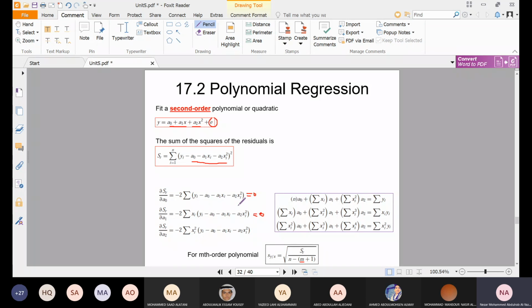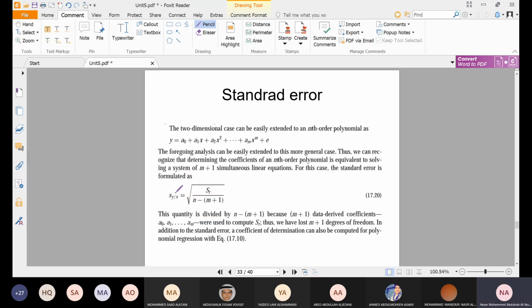It's the same thing as what we do: we differentiate the error S sub r with respect to each coefficient, and we set these to 0. Okay, so this is the standard error of estimation. And ya shabab, the textbook is very important in this topic, because for more information about these examples and explanations about how we use this, you will find it in the textbook. Here, ya shabab, you can see, as we said, m is the order plus 1.